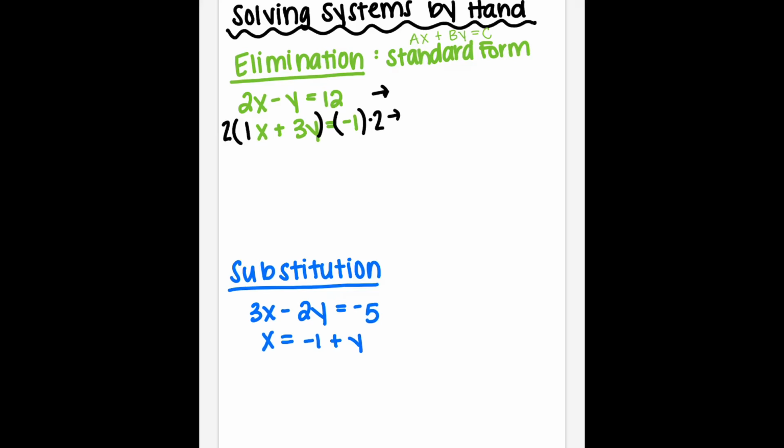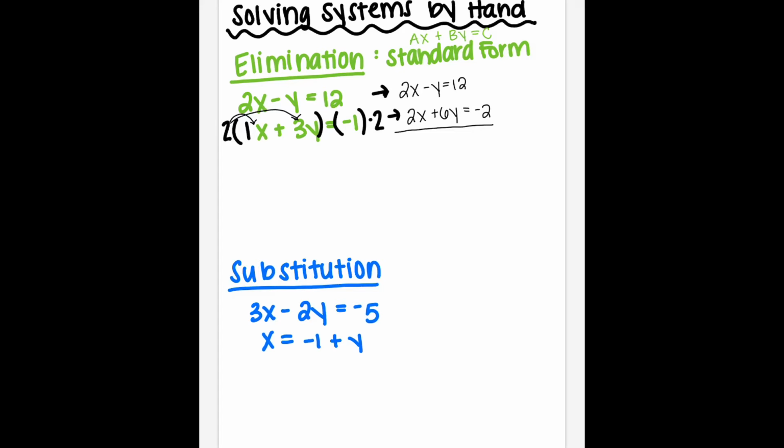So now I just need to rewrite these to keep things organized. So I'm going to rewrite 2x minus y equals 12 and then simplify this second equation. So we need to distribute 2 times 1x and 2 times 3y. So that would be 2x plus 6y equals, and then we have to multiply -1 times 2, which is -2. So this is our new system. They are equivalent systems. We just made the x terms match.